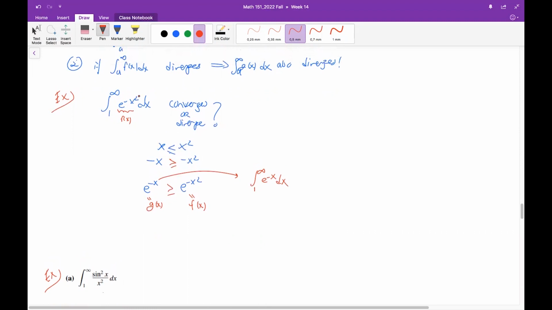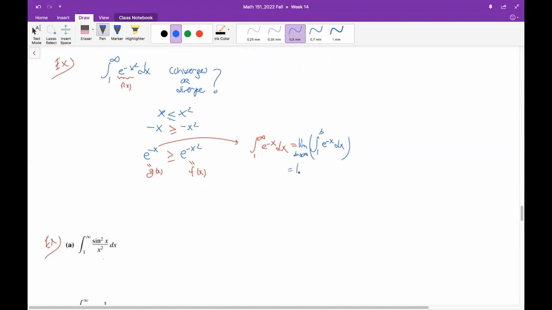Now you see, instead of x squared, we have x, and it is easier to integrate. We can evaluate it by hand. How can we evaluate it? Of course, we will be writing b here. We will evaluate the integral, and then we will send b to infinity. So let's deal with this integral and then the limit.